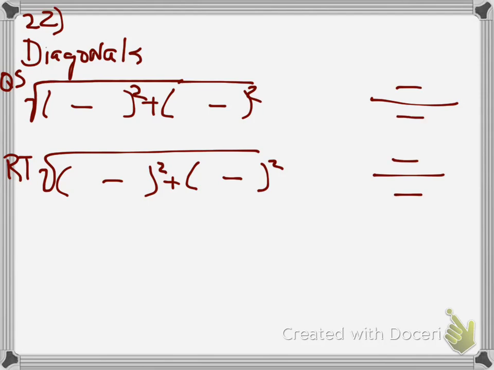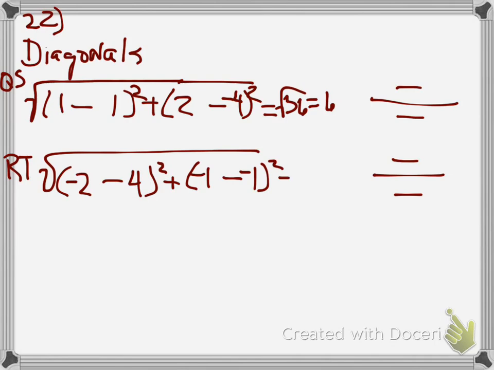On this one, it would be 1 minus 1, 2 minus a negative 4, plug that into the calculator. Here we would have negative 2 minus 4 and negative 1 minus a negative 1. This one is going to end up giving you 36, which if you typed it in with the square root, you'll get 6. This one's also going to give you 36, square root, 6. So it is congruent, which means it is a rectangle.